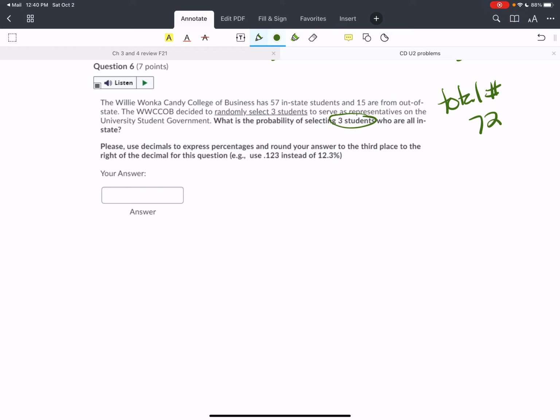So again, we're going to use that rule of multiplication. So there's 57 in-state out of 72. So for the first student drawn, it's 57 out of 72. Now that student's drawn, so now there's only 71 students left to pick from, 56 of which would be in-state. And now there's 55 left out of 70.